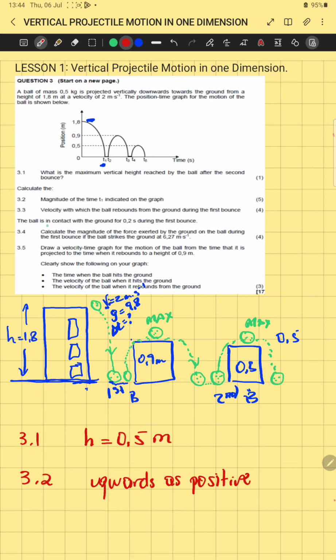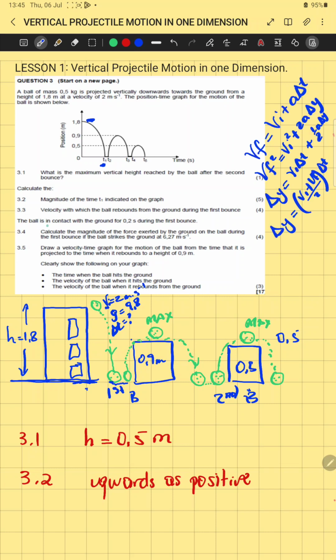Okay, and then just before I go far, I want to write down the equations of motion over here, so that we can choose the one that is suitable for this information. Okay, so let me just write them over here. So that is the first one over here. Right, so these are the equations of motion. Now we're going to choose the one that is more suitable according to the information that we have for that particular question.